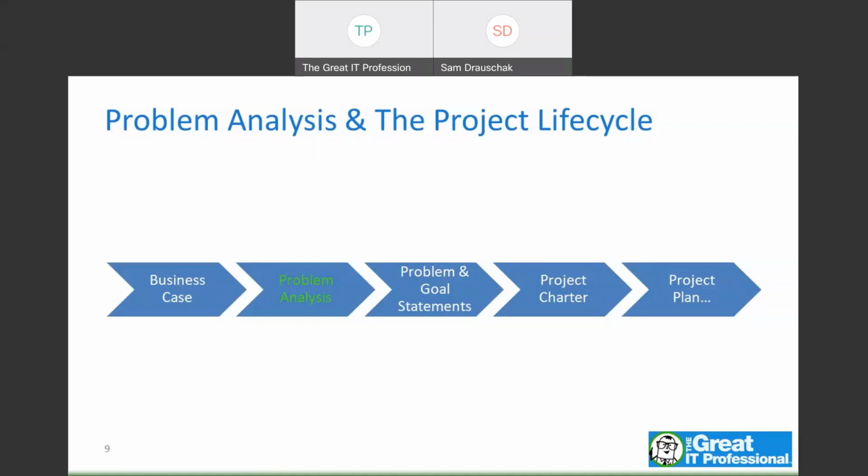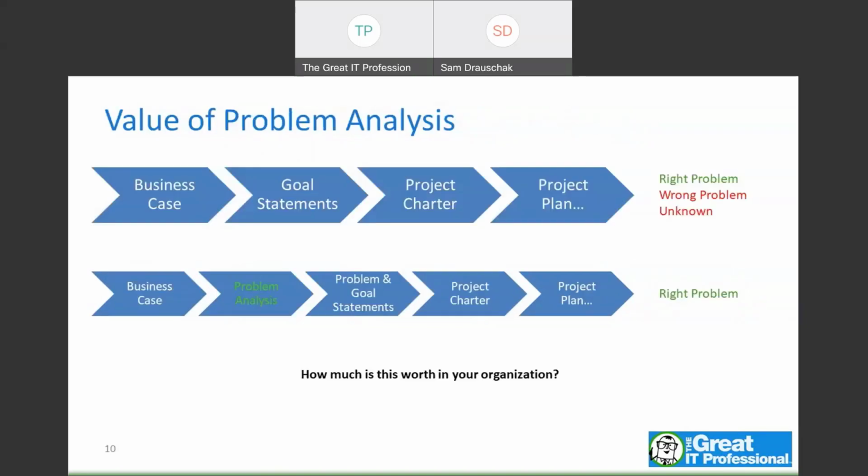And that's where it should be, to make sure that you're not going forward doing any work that you shouldn't be doing. And what's the value of doing this here? Well, if you look here, I wrote the same sequence of activities without the problem analysis. And you can see up top, you may get the right problem, you may get the wrong problem, or you may not know. So think about if you start a project and you build your charter and your plan and your goal statements and you're working on the wrong problem, or you're actually not even sure.